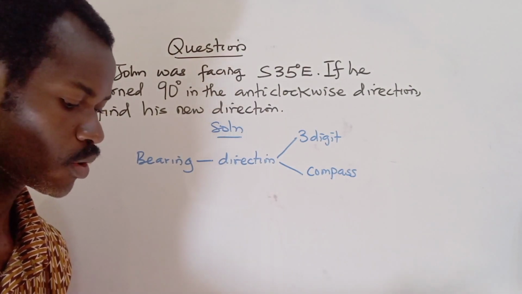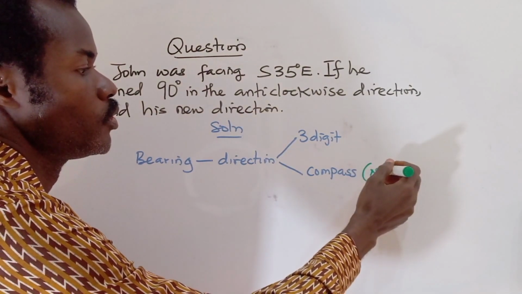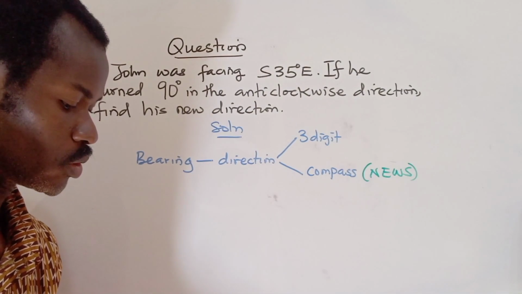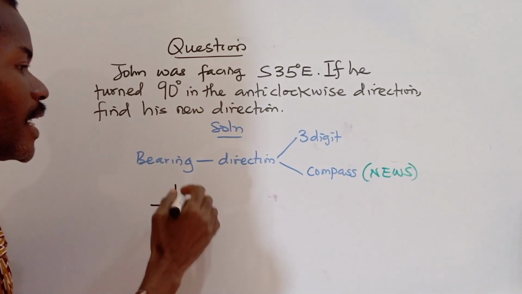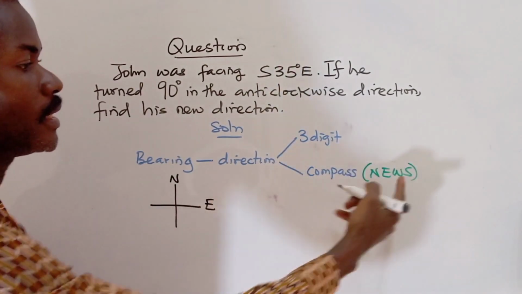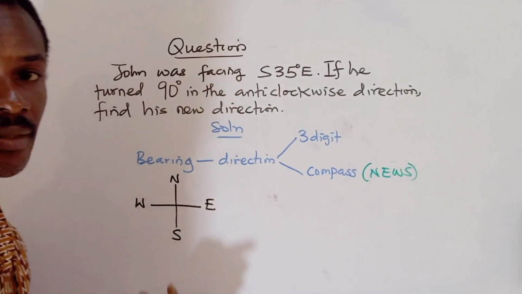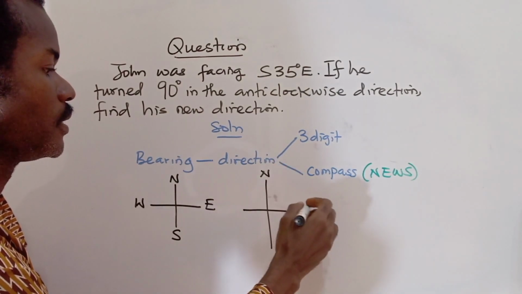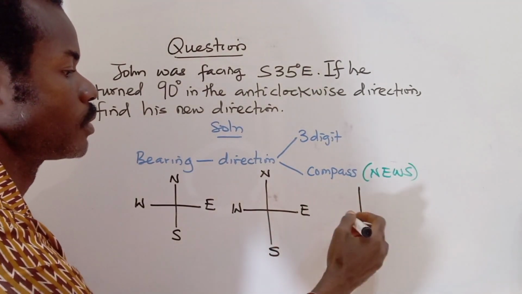Now let's start with compass bearing. For compass bearing, you want to remember what we call NEWS. What do I mean by NEWS? I mean the cardinal points. So the cardinal points we have: N is for north, E is for east, W is for west, and S is for south. So let me quickly draw 3 or 4 of these, and let's do some observation.